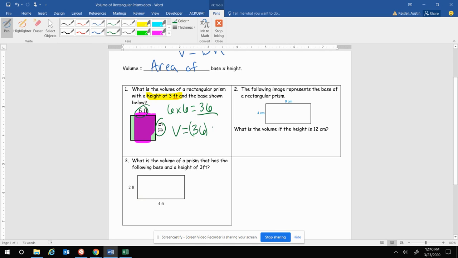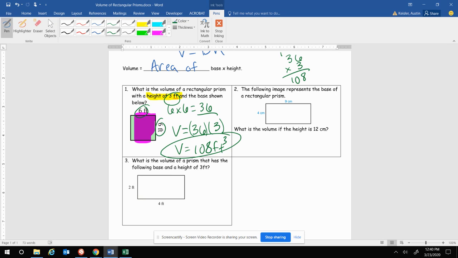Now I'm going to plug it in the formula. So I've got 36, and then we know right here that the height was 3. So really we're doing the same thing as yesterday. So now we're going to take 36 and multiply by 3. 3 times 6 is 18. 3 times 3 is 9, plus 1 is 10. So I get 108 feet cubed. So really we're doing the same thing as yesterday.